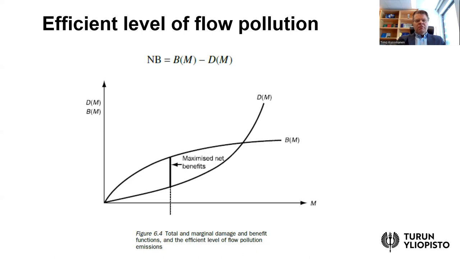So then our idea from this kind of social planner's point of view, if you think about the policymaker who will then set some kind of emission standards, is that we want to maximize the net benefit from the societal point of view. So we want to find the point on this horizontal axis where the difference between this function B and function D is as large as possible. And this is indicated with this arrow in this diagram. There, the difference B minus D is as large as possible. So this would be then the efficient level of emission.